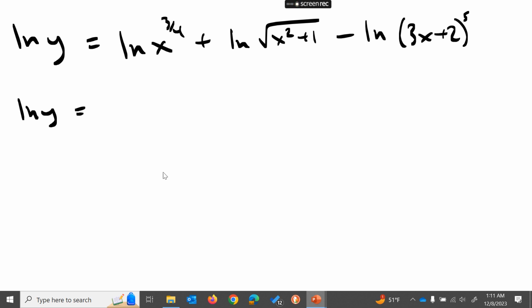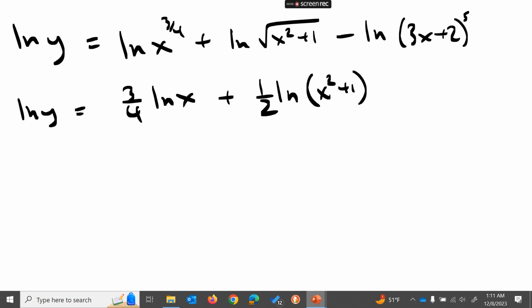What happens if I can do this? Remember that little rule that said if it's an exponent on my value, I can take the exponent and put it in front. That is awesome. There it is. This is technically a 1/2, so I can put this in front as a 1/2 times the ln of x squared plus 1. And this one's a 5. The 5 gets to go out in front, so minus 5 ln of that right there.